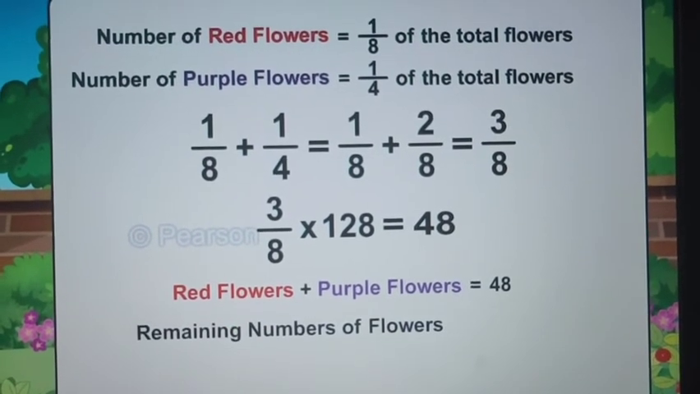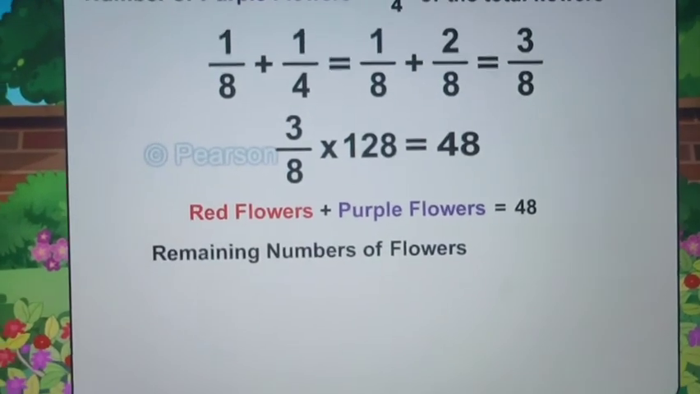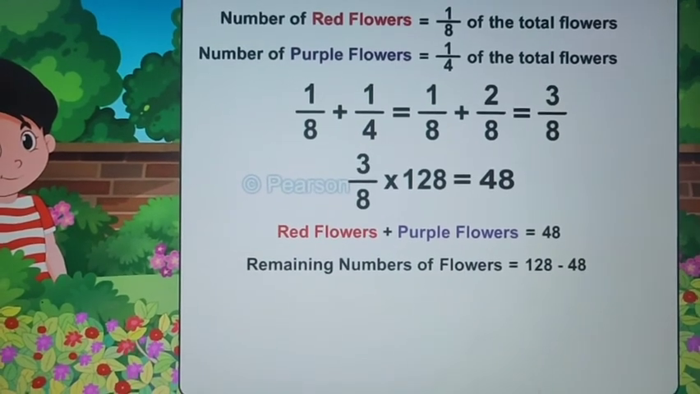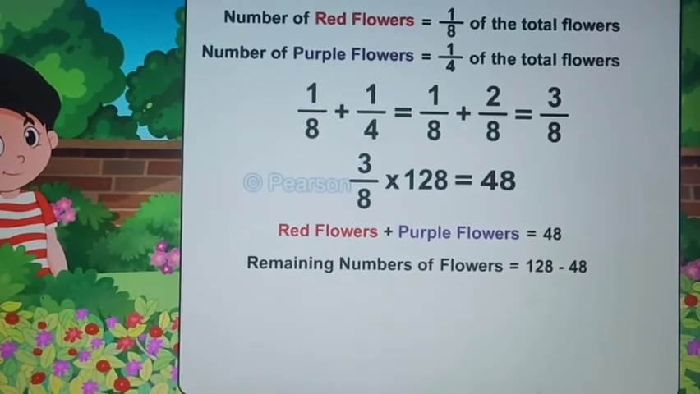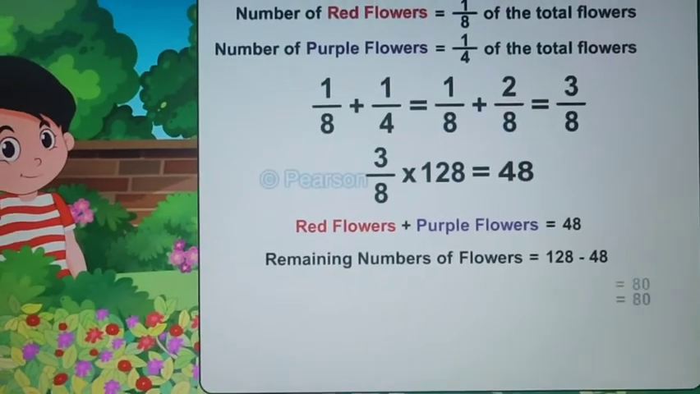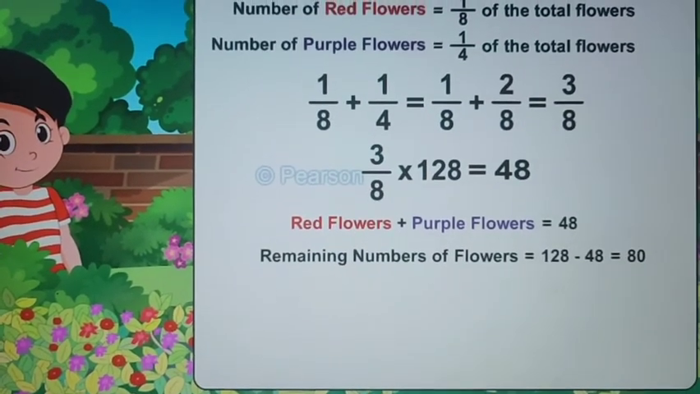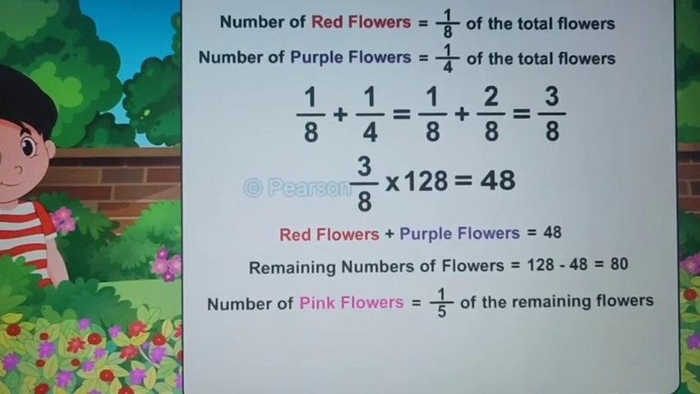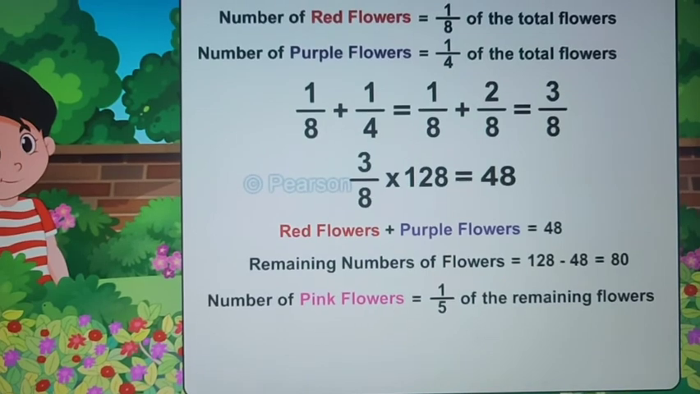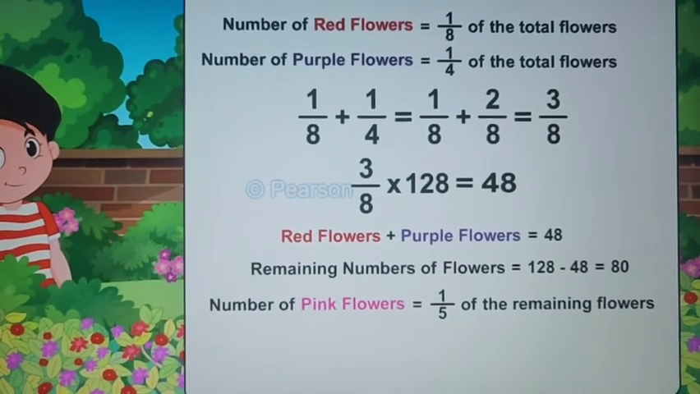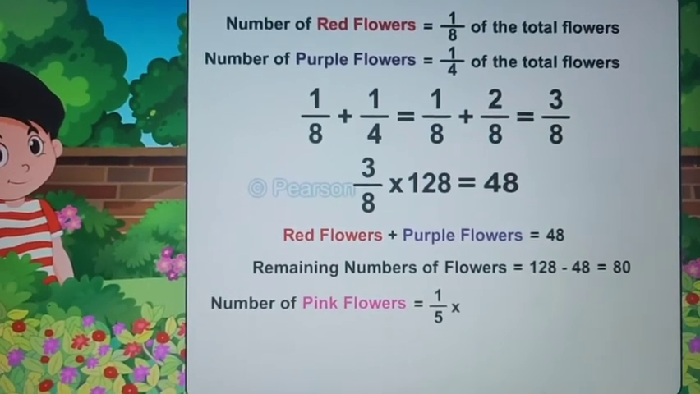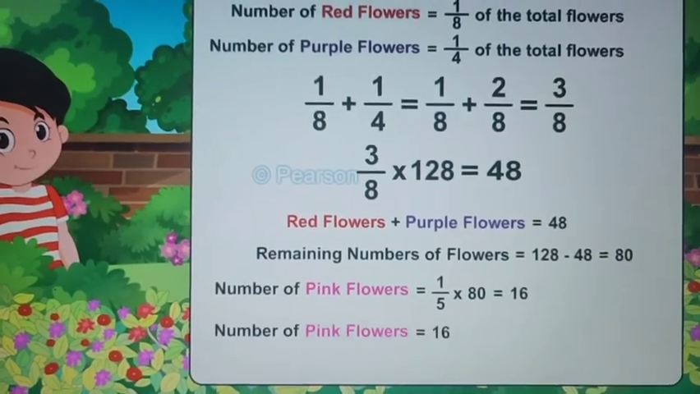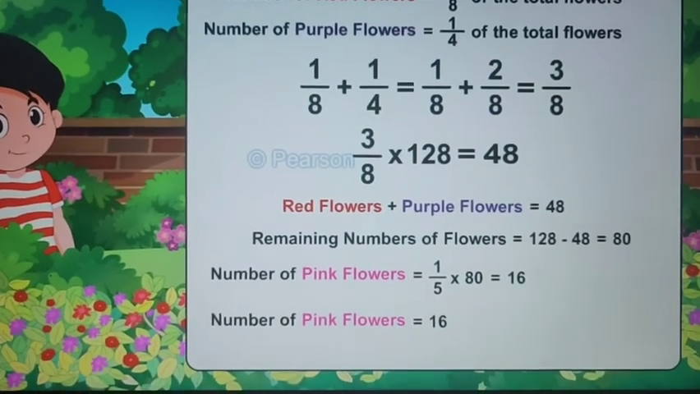We need to find out the remaining number of flowers, so we subtract 48 from 128. 128 minus 48 is equal to 80. The remaining number of flowers is 80. 1/5 of the remaining flowers, that is 80, are pink. So 1/5 multiplied by 80 is equal to 16. Therefore, there are 16 pink flowers in Jenny's garden.